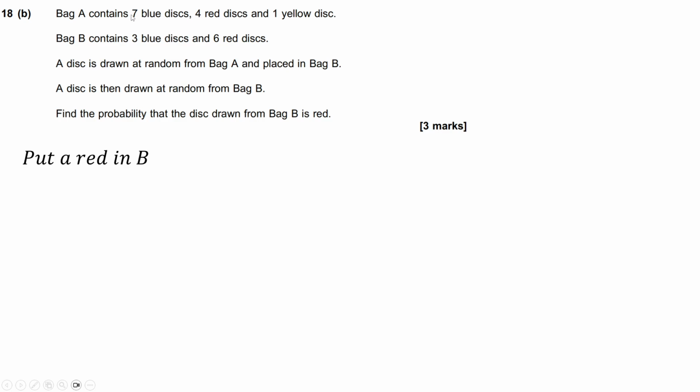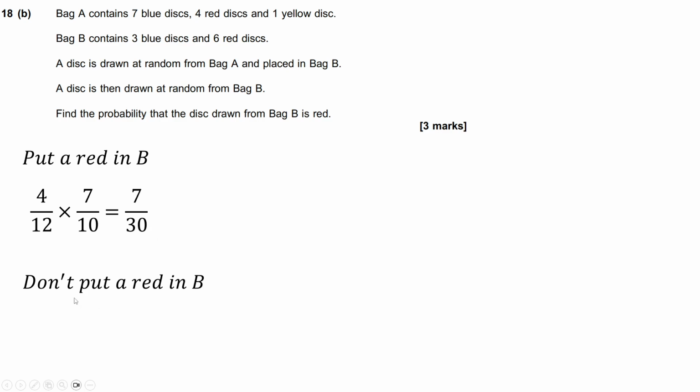First of all, there are 12 possibilities here, so the probability that you'll get a red from bag A is 4 out of 12. Now the probability of getting a red out of bag B: this 6 increases by 1 to 7, and 7 plus 3 is 10. So it's 4 out of 12 multiplied by 7 out of 10, and this is just 7 over 30.